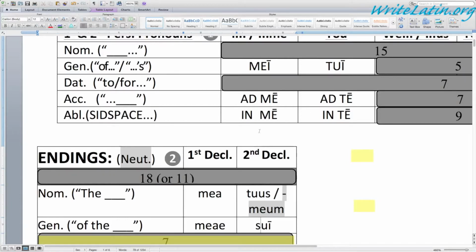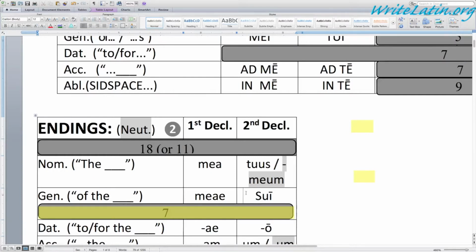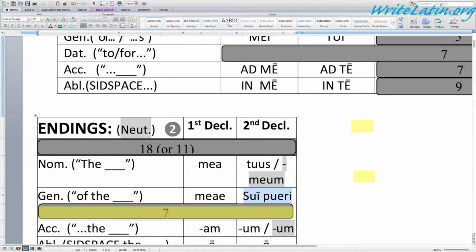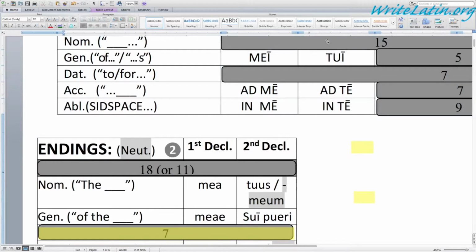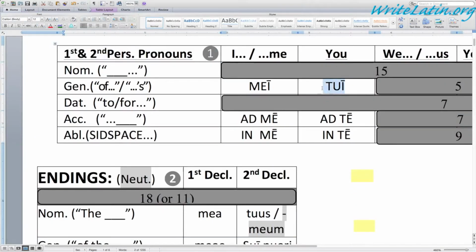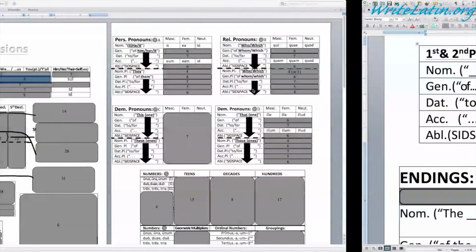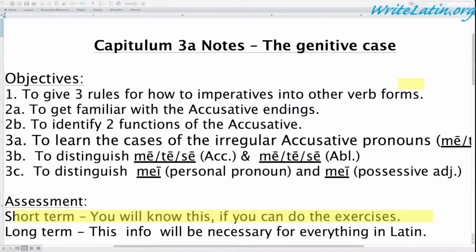So, the key to distinguishing these is that a possessive adjective will always have a noun right after it. So look for something matching it. Whereas a personal pronoun, like on the top up here, will just stand by itself. Usually like son of you or master of me. Okay? Oh, I forgot to mention something.